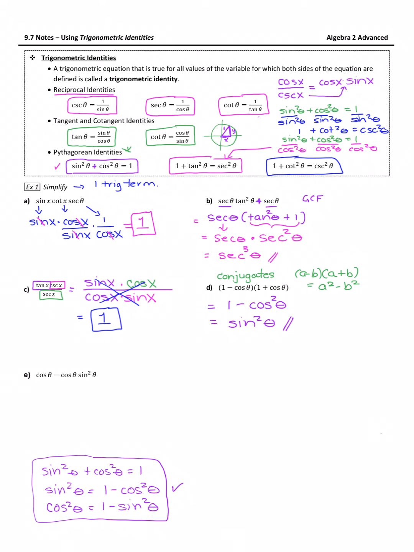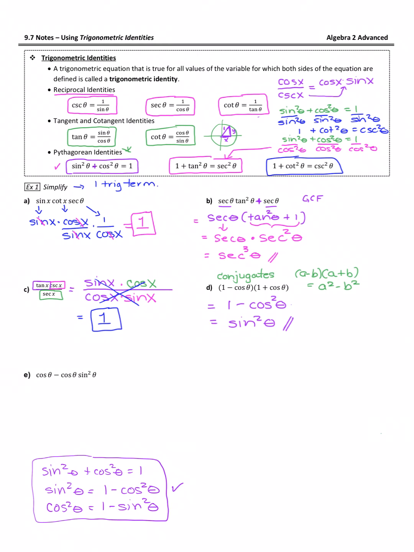Okay, so conjugates will always work that way. And you'll find in the strategy, notice you multiply the conjugates, it gives you a difference of squares, which always will then turn into a Pythagorean identity. That's going to be a common theme.